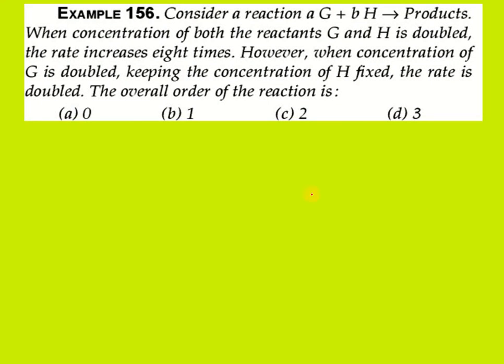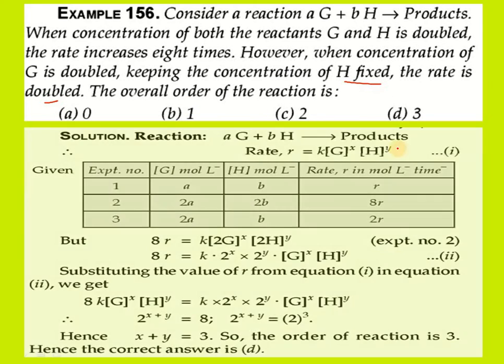See the next question. Consider the reaction aG plus bH gives rise to products. When the concentration of both the reactants G and H is doubled, the rate increases 8 times. However, when the concentration of G is doubled, keeping the concentration of H fixed, the rate of reaction is doubled. What is the overall order of the reaction?